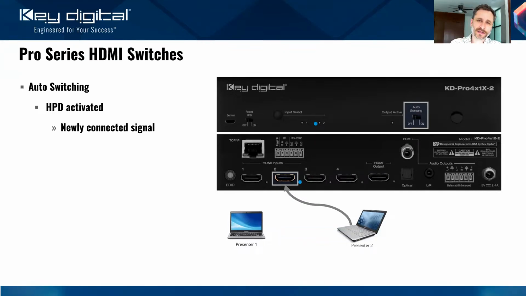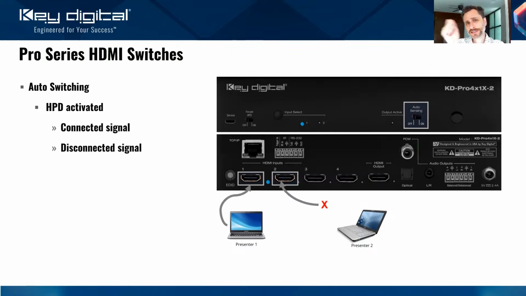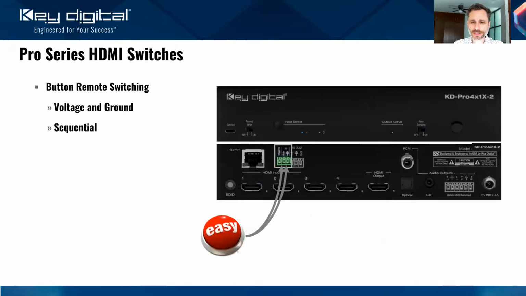Some sources like to give the hot plug even when they're powered off, so that would cause problems with the auto switching feature. But that's not so common in this kind of application like a huddle space and conference room. Similarly, if you disconnect your HDMI cable, the switcher will then sequentially advance looking for an active signal until it finds one, and it will land on that through the auto switching.